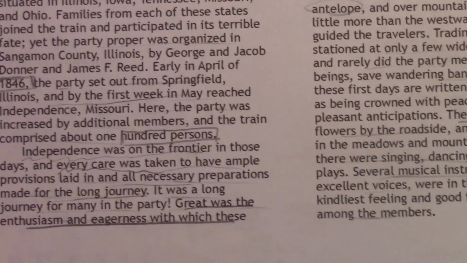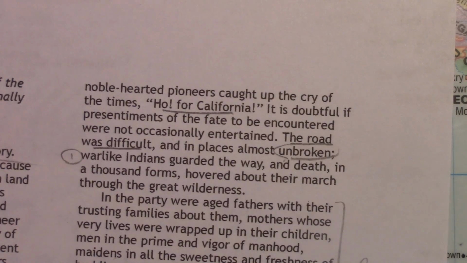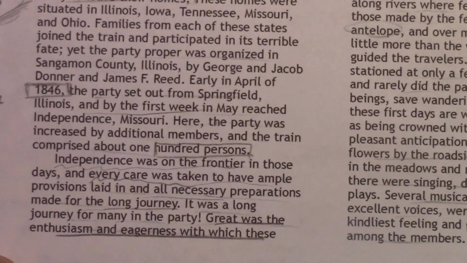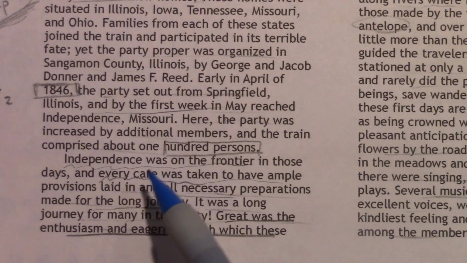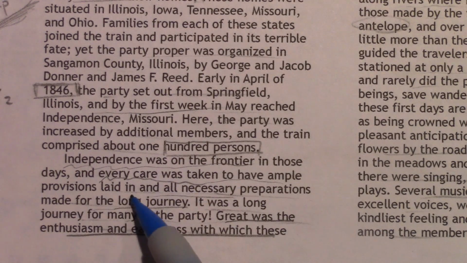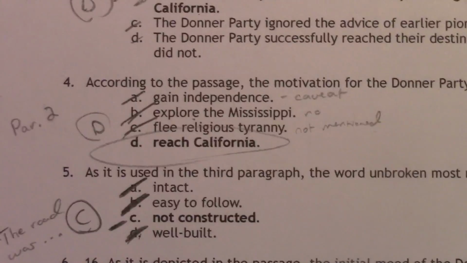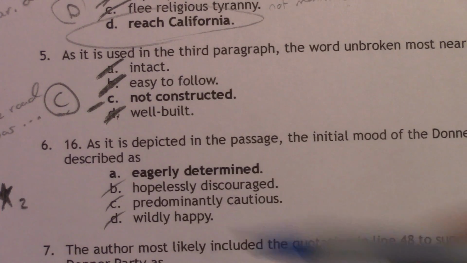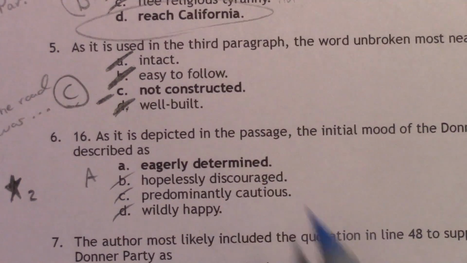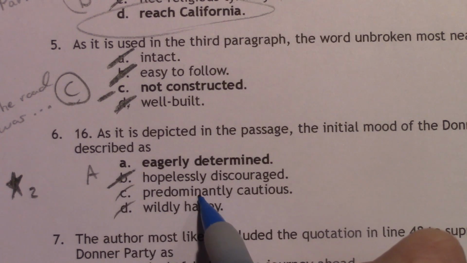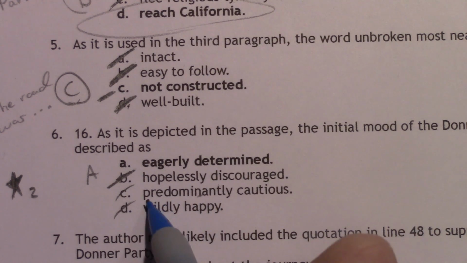Why? Because we can say, great was the enthusiasm and eagerness with which these noble-hearted pioneers caught up the cry of the times, and we can also say, with the determined portion, that every care was taken to have ample provisions laid and all necessary preparations made for the long journey. That seems like determination, and eagerness is also clearly supported here. So A is a strong front-runner. Hopelessly discouraged, that's quite the opposite of what we found in A. Predominantly cautious.